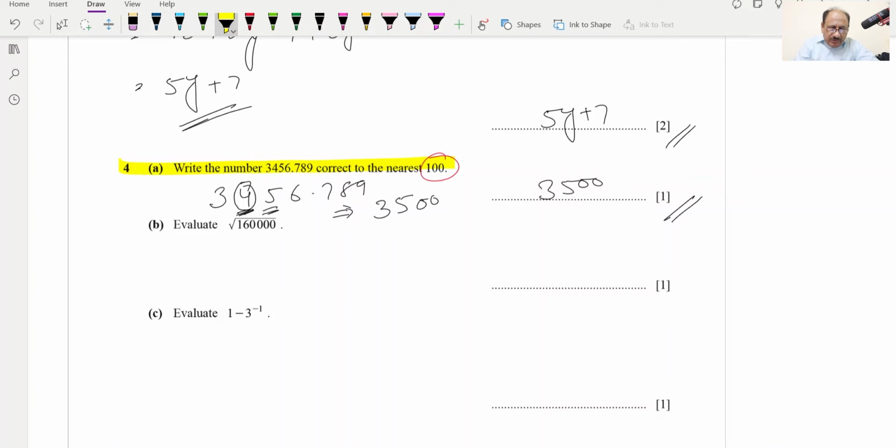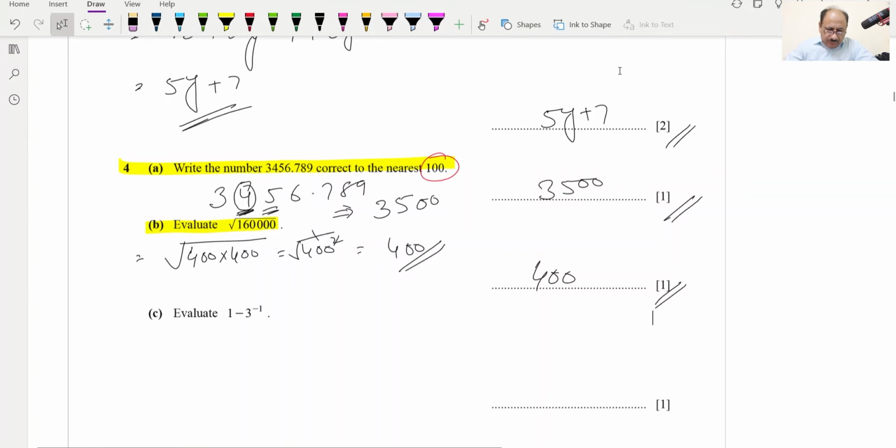Now B part, evaluate this one. So to evaluate this square root, we can write it as 400 into 400 under root, and this one we can write 400 square, and root will be cancelled, and answer will be 400. We can provide over here. This is also 1-mark part.